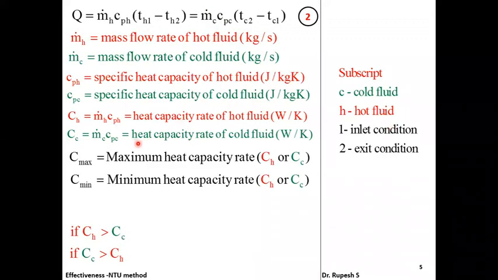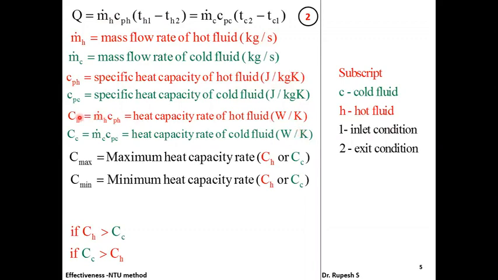The unit of heat capacity rate of a fluid is watts per Kelvin. Mass flow rate unit is kilograms per second, and specific heat capacity of a fluid is joules per kilogram Kelvin. So the unit of heat capacity rate is kilograms per second into joules per kilogram Kelvin, which will be joules per second Kelvin. We can combine joules per second to watts, so it is watts per Kelvin.